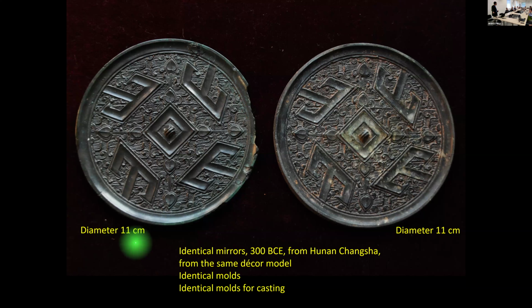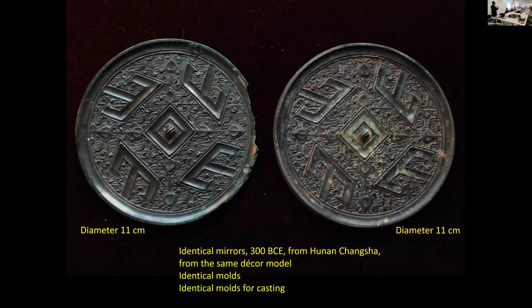The diameter is 11 centimeters, the size is the same, the dimensions are the same, and the decorative patterns are the same. Corrosion, as Li Lao just pointed out, may bring differences in color, but that's later, afterwards. When they were freshly cast, they would have been identical. So that's how I say they came from the same decorated model.